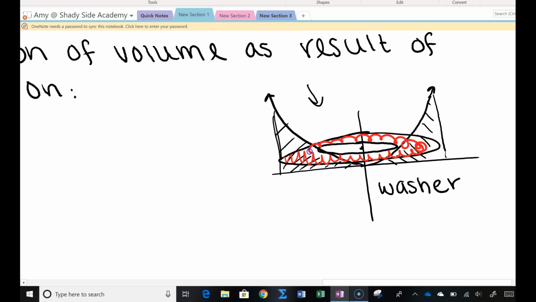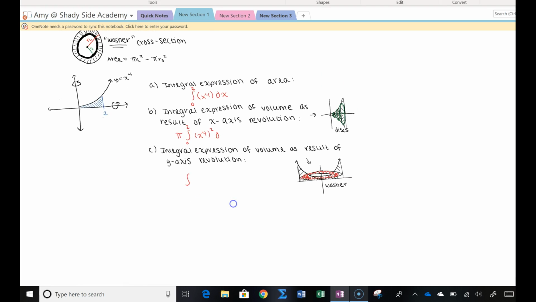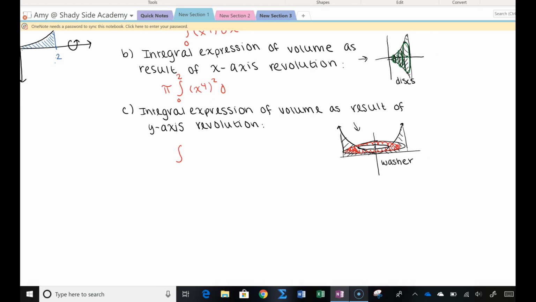What is your large radius? Large radius is 2. So the large radius is a constant 2. Yeah, it's a constant. So R2 is the long one? R1 is the fourth root of y. That is correct. It is the fourth root of y.